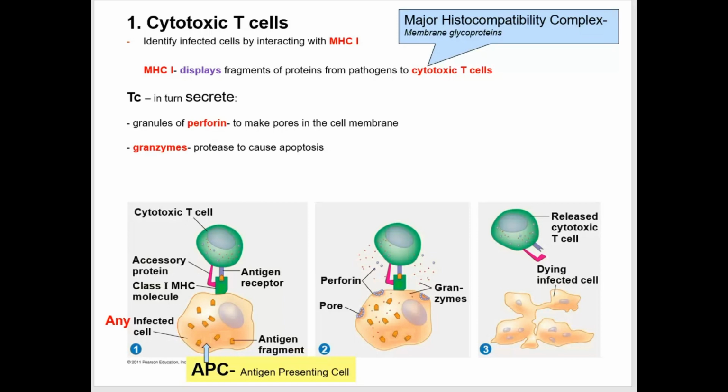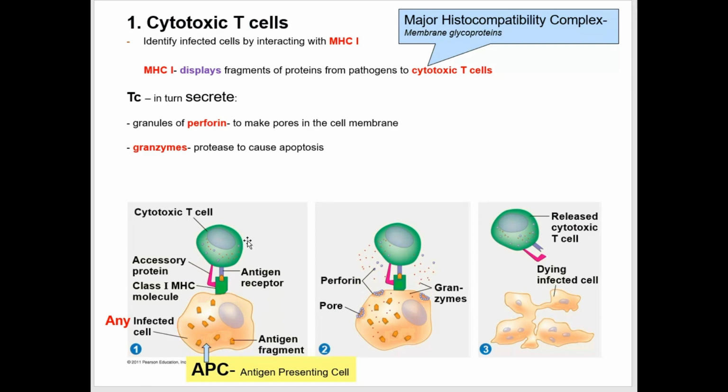Those types of cells identify infected cells, usually infected by viruses, because they interact with major histocompatibility complex, MHC class 1. This protein is going to display fragments of proteins from pathogens, and those cytotoxic T cells are going to recognize them by making direct contact. So we have a cytotoxic T cell, and here is the antigen presenting cell. This could be any infected cell. And there's the MHC class 1 molecule that is presenting the antigen.